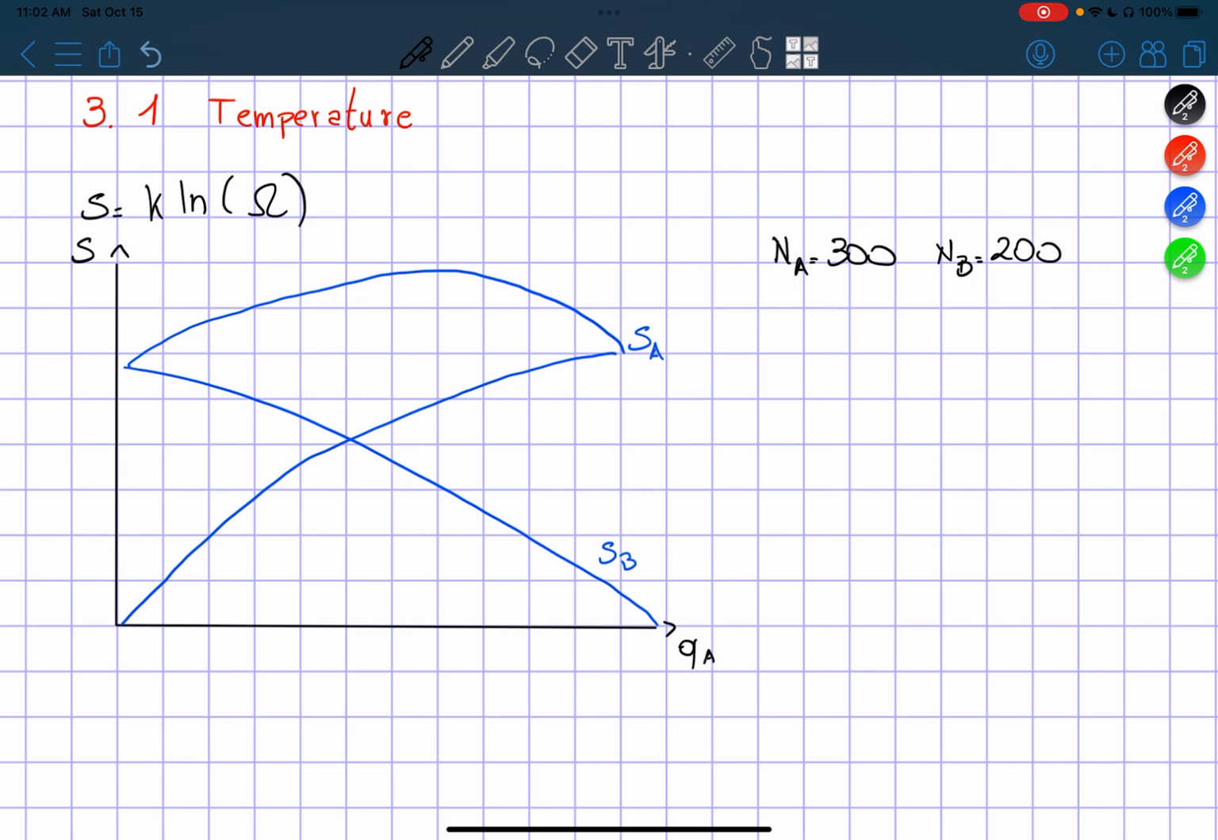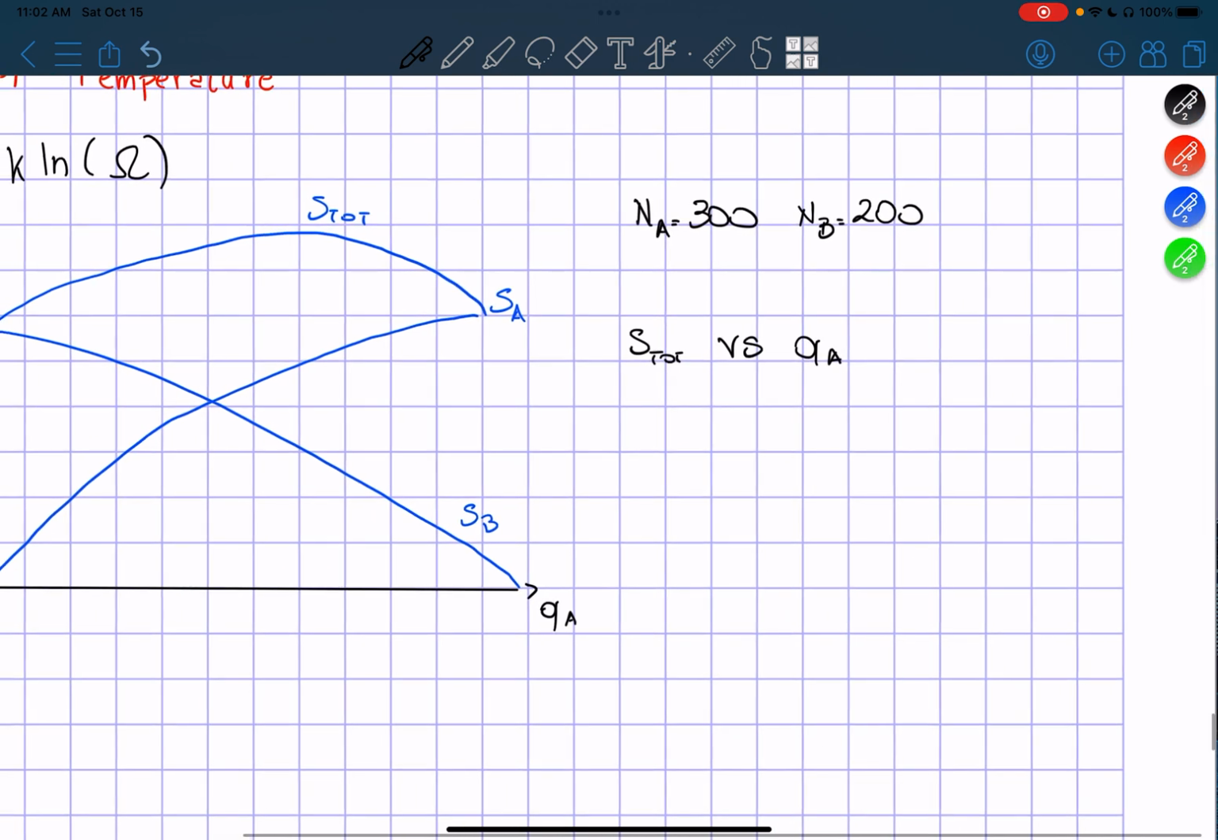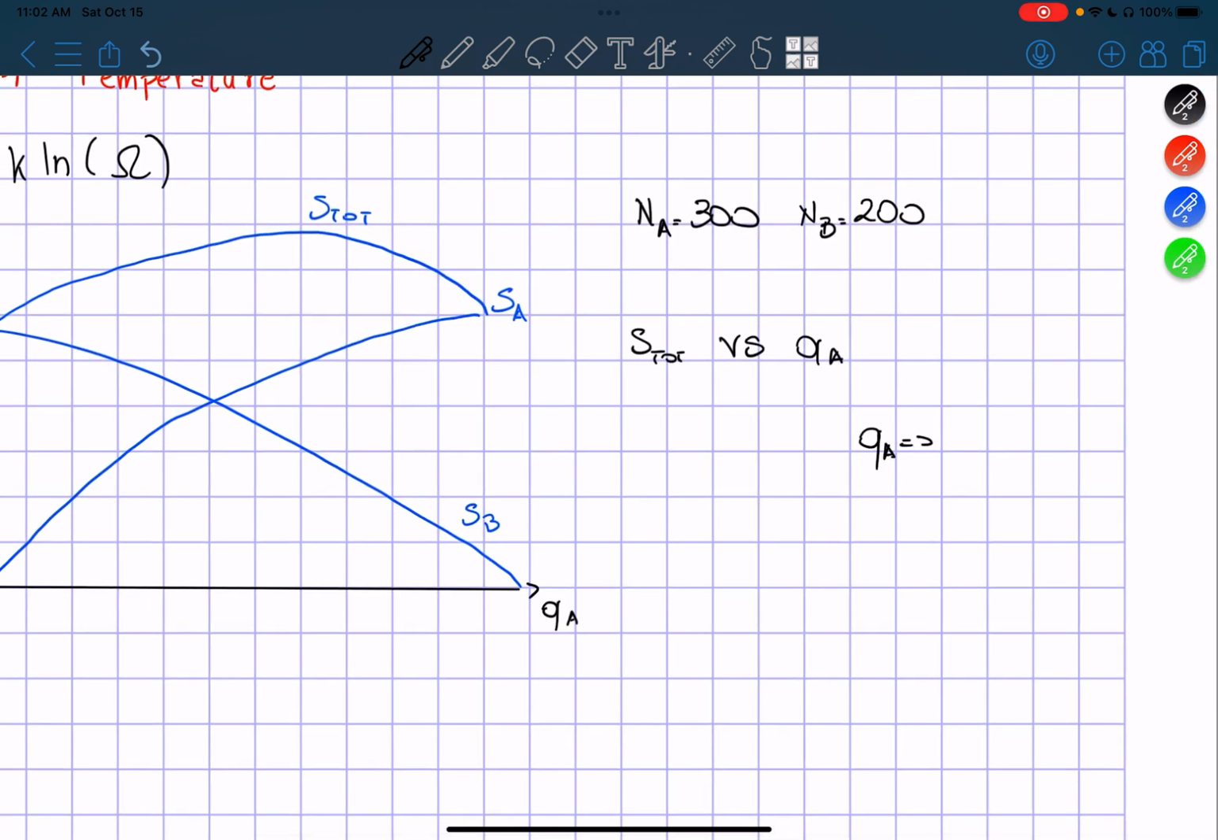So now that we have this, we can analyze. Oh, this is S total versus, that's not versus QA. However, we know that QA and the energy of A are directly correlated. So whether we write QA or UA, the total energy of A, is the same thing. So it's like we plotted S total versus U of A, or again S A versus U of A. So that's what we plotted. And SB versus the U of B.